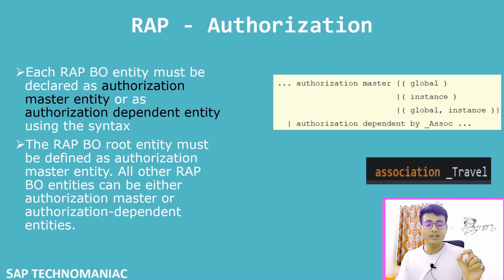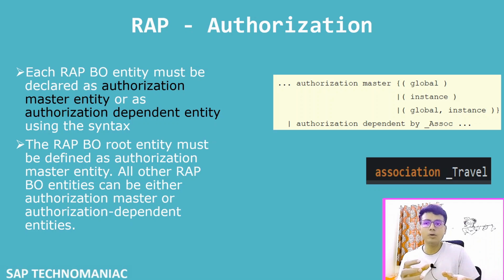Our root entity must be authorization master entity, and our child entity can be authorization master entity or authorization dependent entity. If our child entity is an authorization dependent entity, that means the authorization will be derived from its parent entity or its root entity.